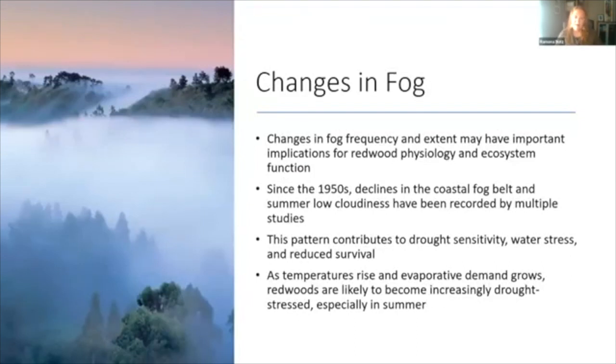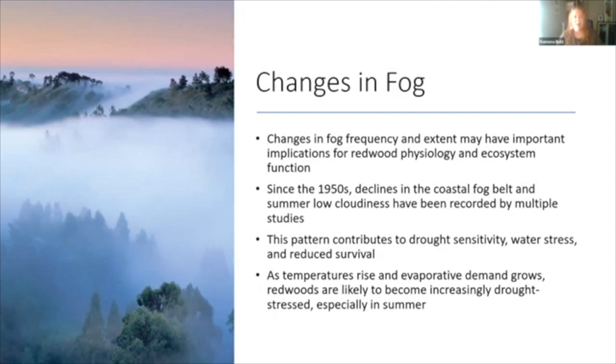So redwoods, when we're talking about drought and climate change in particular, are most affected by changes in fog frequency and extent. These have huge implications for redwood physiology and ecosystem function. And since the 1950s, we've documented declines in this coastal fog belt and what they call summer low cloudiness. And so that's your typical coastal days. If you've spent any time in Northwestern California, there's a marine layer associated with coastal areas that tends not to burn off until mid to late morning and tends to, in a normal year, roll in late afternoons. And so that also contributes to this summer low cloudiness. Both the fog belt and that summer low cloudiness have been declining since about the 1950s.